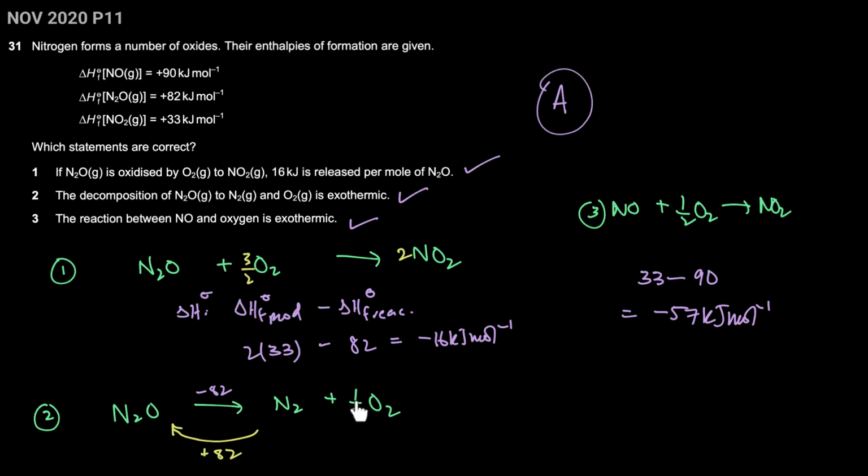One more thing to note over here in statement 2 is that we can use the same idea here as we used in statements 1 and 3, which is that formation of products minus reactants can give you this enthalpy change. Now, since we have elements in the products, the formation for them is 0 minus the formation of N2O. So negative formation of N2O is simply negative 82. So we can use the same idea in part 2 as well.